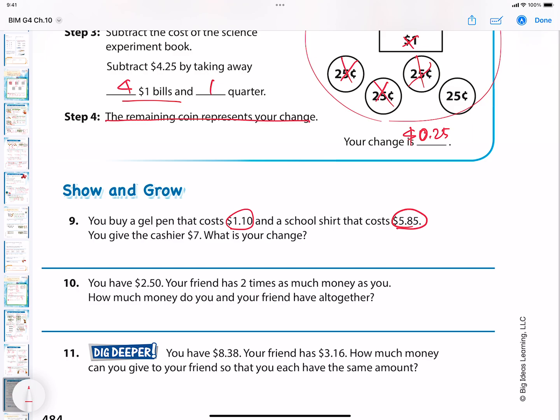What is your change? Okay, what I'm gonna do is I'm going to add this, okay, to my expense. Okay, so here $1.10 and $5.85. So here I'm going to do $5.85 plus $1.10 together $6.95. Okay, but you gave what cashier? $7. Okay, now I'm going to do this way. $7, right? Take away $6.95.